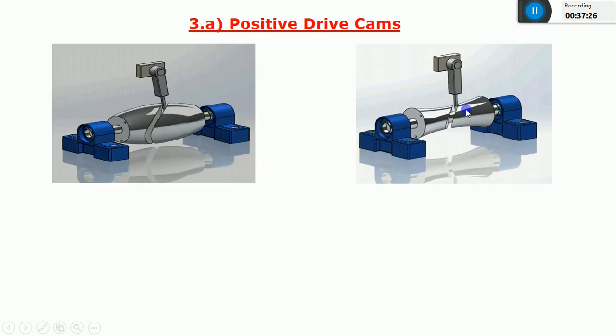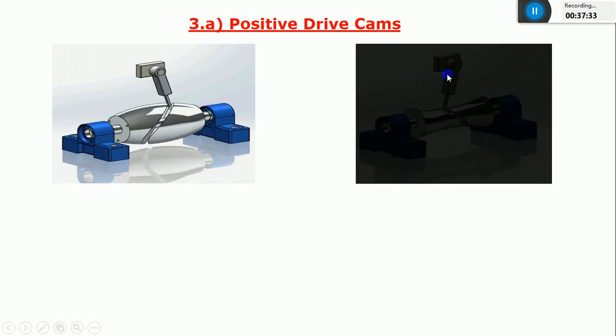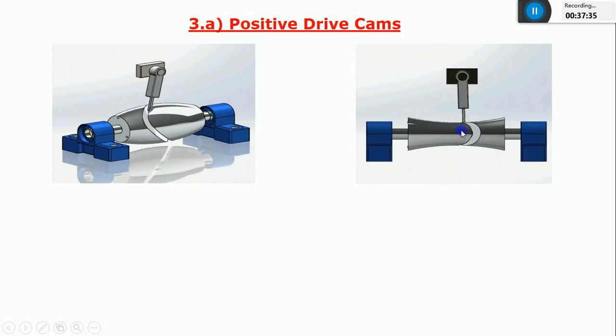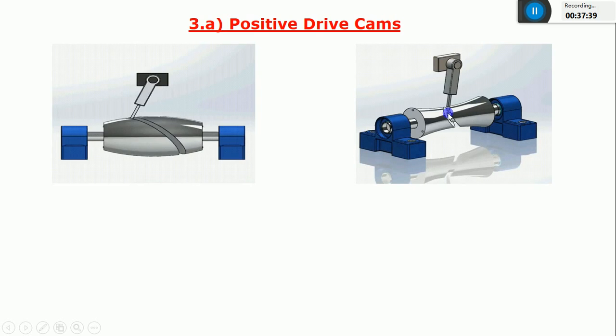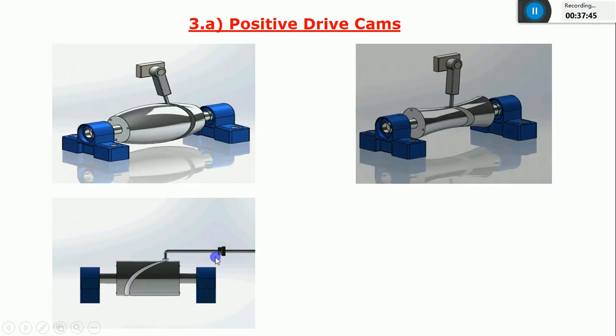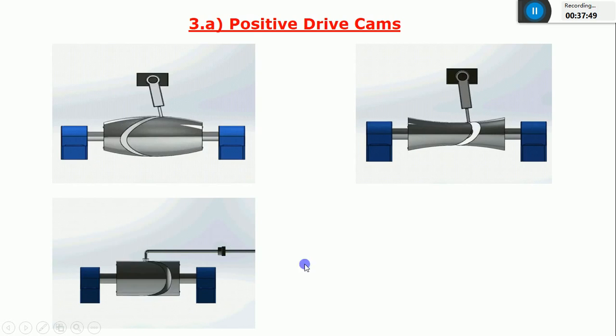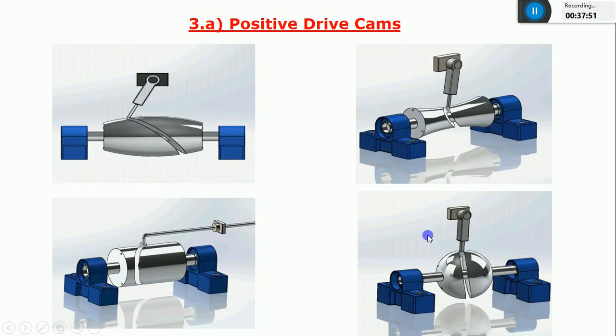Again, you can take this concave shape globoidal cam. There is no use of spring force. Only due to the groove which is provided on the periphery of this cam, the contact is maintained. Also, you can take the cylindrical cam. There is no use of spring force, and the same applies to the spherical cam.